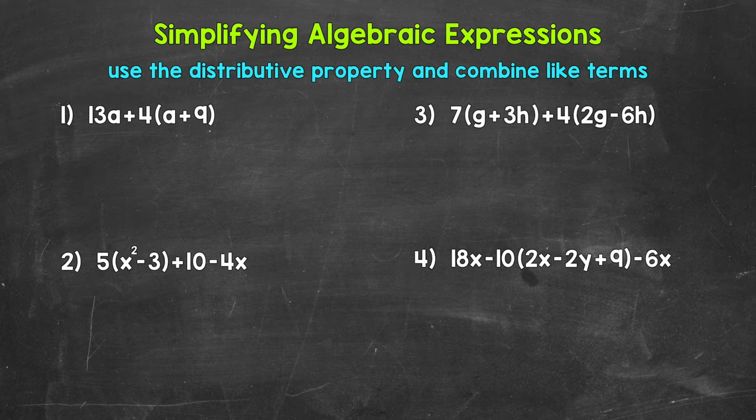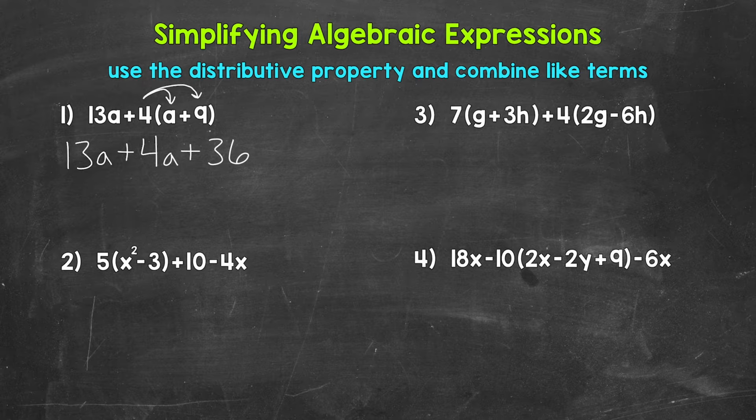So let's distribute that 4 to the a and to the 9. So we have 4 times a, which is 4a, and then 4 times 9 is a positive 36, so plus 36. This is a positive 4a, and then we can bring down 13a. Now that we removed the parentheses, we can look to combine like terms in order to simplify this further.